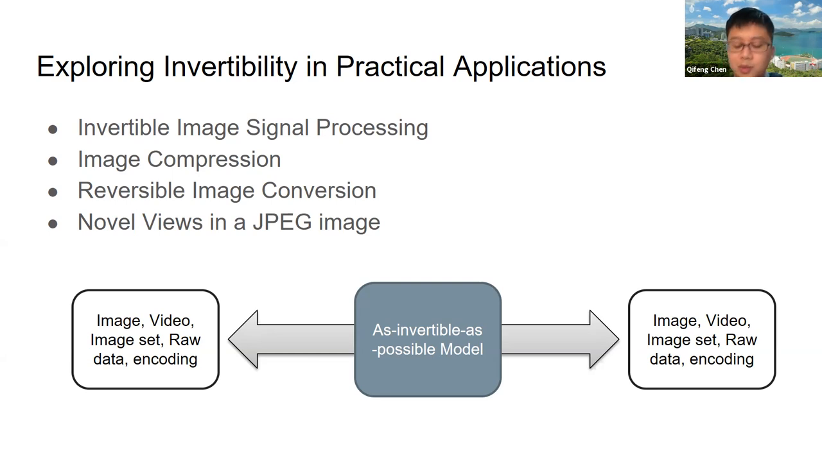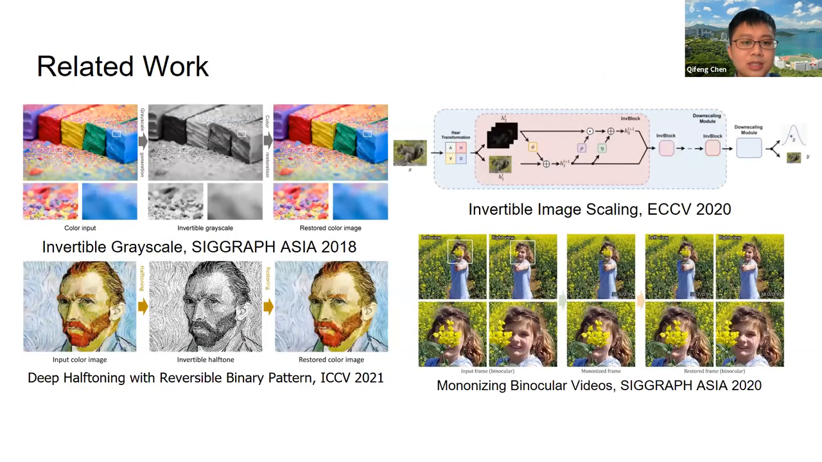So now we will look into these problems one by one. There is some related work done by other researchers, for example, invertible grayscale, where we can convert a colorful image to a grayscale image, but at the same time, we can also restore the original color image from the grayscale image. That would give us the original color. There are other papers like invertible halftone and invertible image rescaling, where we can reconstruct high resolution images from low resolution, and monetizing binocular videos that perform stereo video and monocular video conversion. So these are some work done by others, and we will introduce our research.